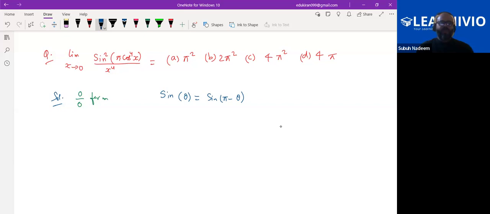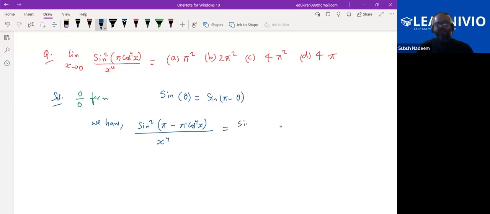So what we will get if we apply this, we have sine square pi cos to the power 4x. Let us write it as pi minus pi cos to the power 4x. Why are we doing this? That will be clear in a few steps. So sine theta, we can write as sine pi minus theta. So this is what we are doing here.